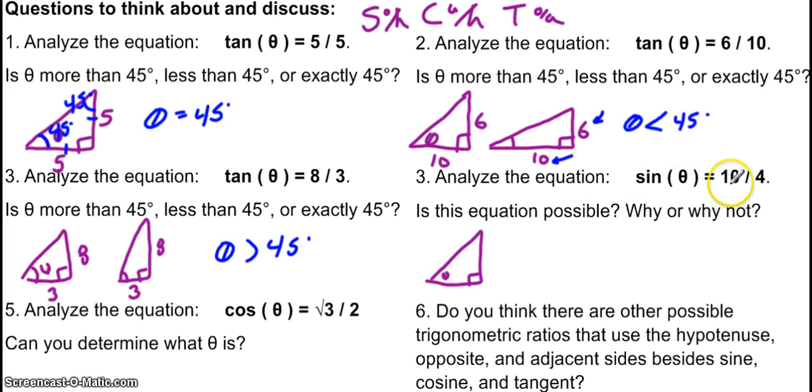It says sine of theta equals 10 over 4. Sine, remember, is opposite over hypotenuse. So the opposite side here will be 10. My hypotenuse will be 4. Is this equation possible? Why or why not?